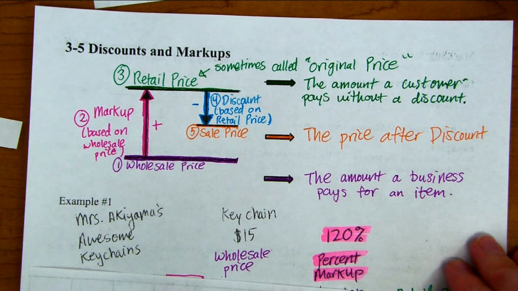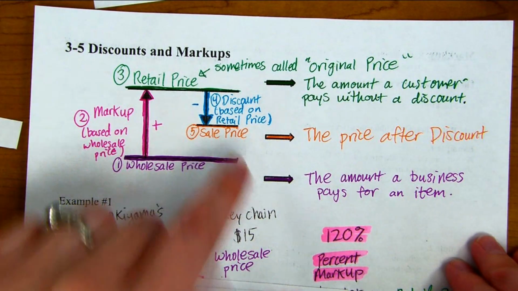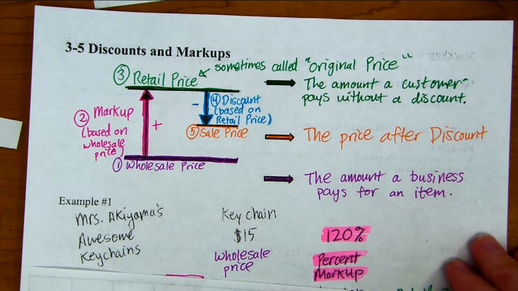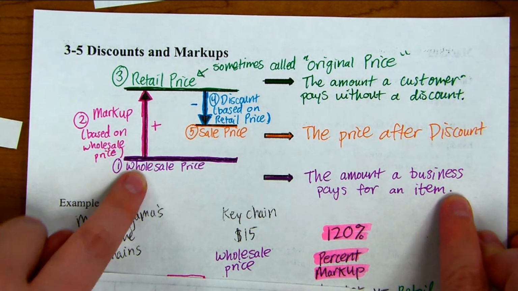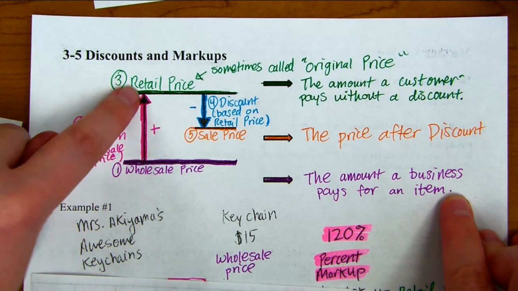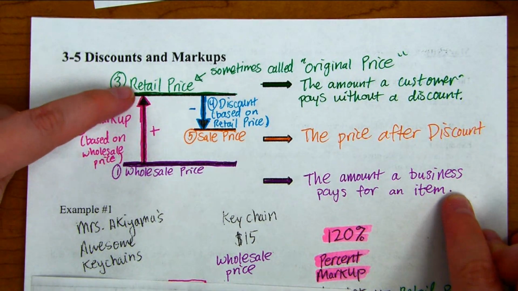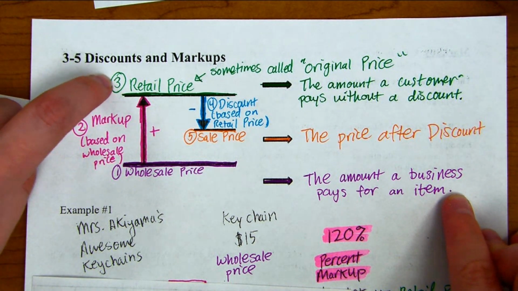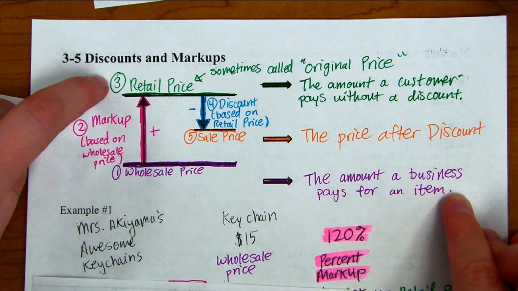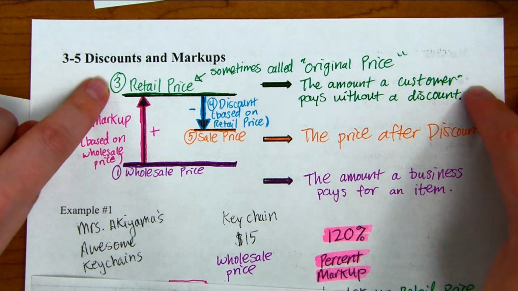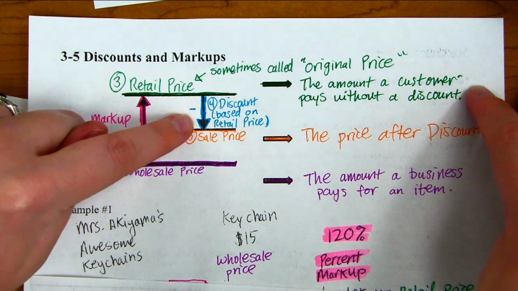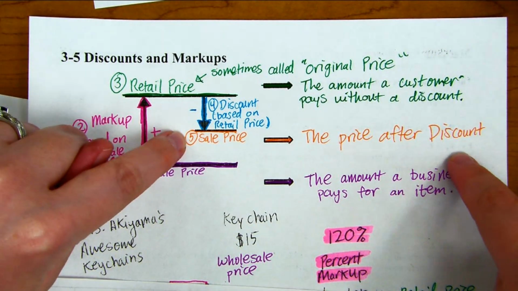So you can see here, this flow is how the price of an item is determined in most businesses. You start with the wholesale price that the business pays, then they will mark up the price, increasing it to get the retail price. This is what they advertise online, post on the boxes or on the shelves, and this is what customers normally will pay. Sometimes they will then discount the price, reducing it down to the sale price.